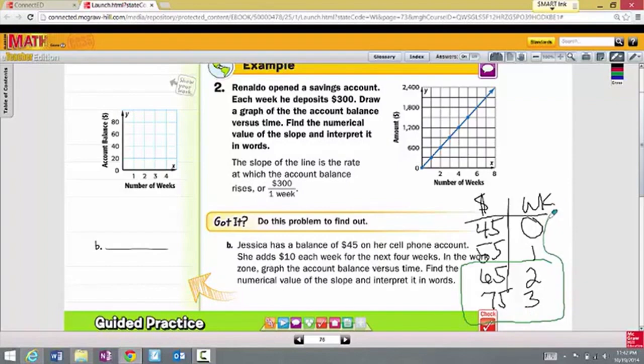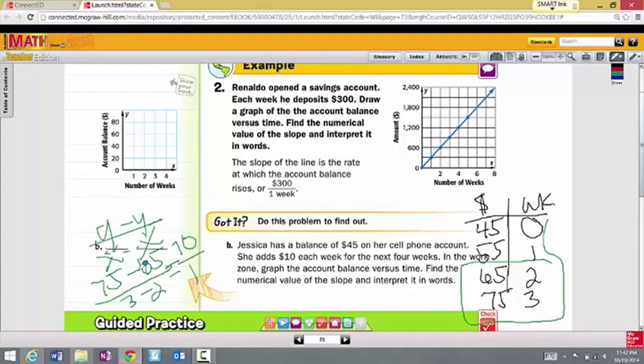Now I've got to calculate my slope: y minus y over x minus x. So I would do 75 minus 65 over 3 minus 2. 75 minus 65 is 10, over 3 minus 2, which is 1. So my slope is 10 over 1. I created my table, calculated my slope, and showed all my work, my formula and my work, and I got my answer.